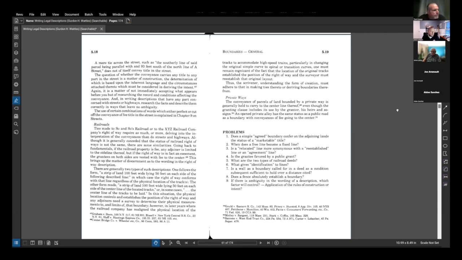Does a simple agreed boundary confer the adjoining lands the status of marketable title? You guys remember that from the very first part going through these chapters here? Anyone want to speak up and take a chance on that? Maybe if you don't even remember from the book, but thoughts on it?